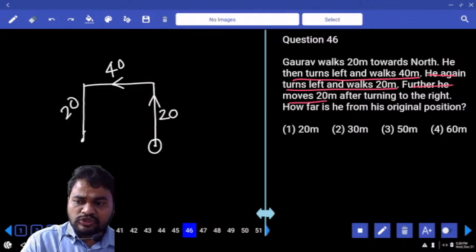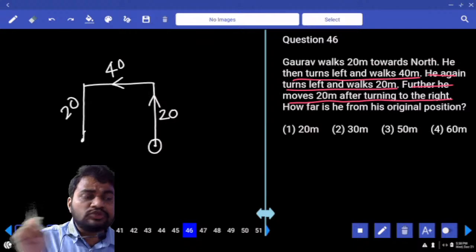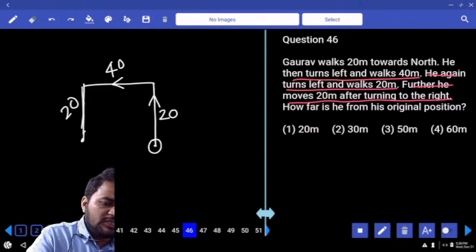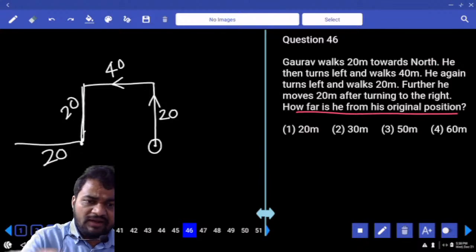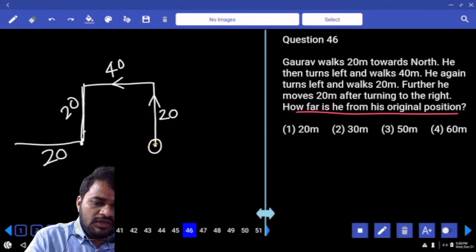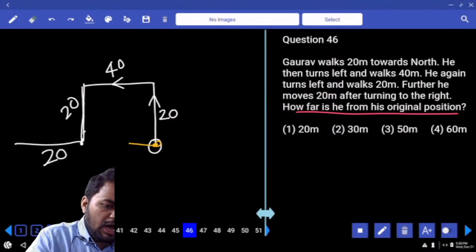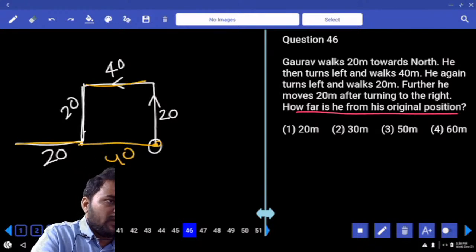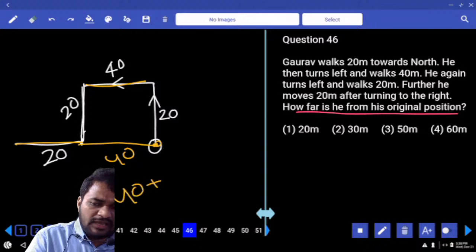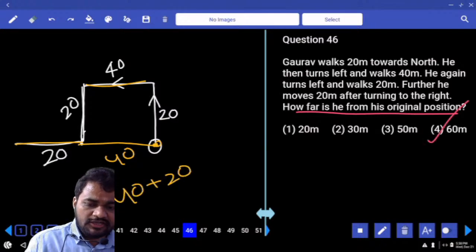Further, he moves 20 meters after turning right. After turning right, 20. This is only right, 20 meters is required. Then, how far is he from the original position? This is the original position. Up to here it is 40, and then it is 20. Answer is 40 plus 20. Fourth option.